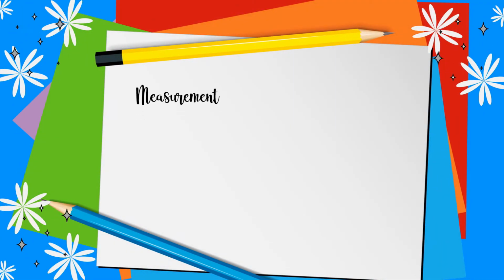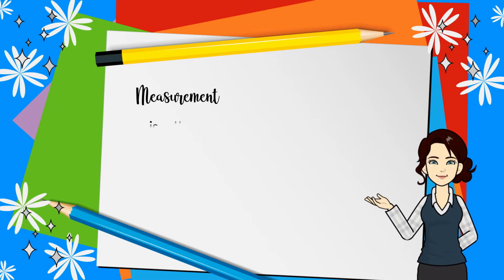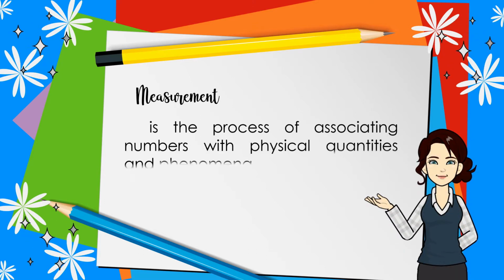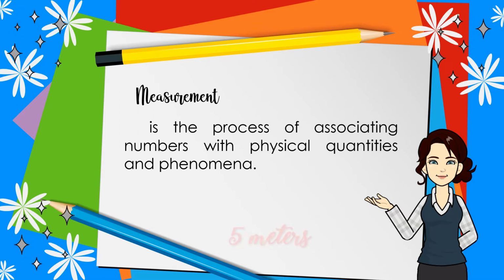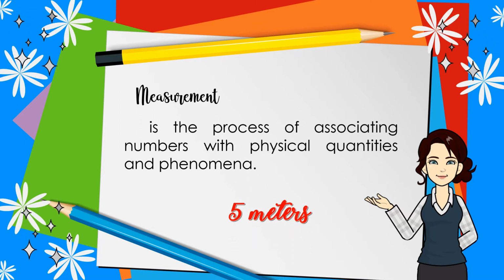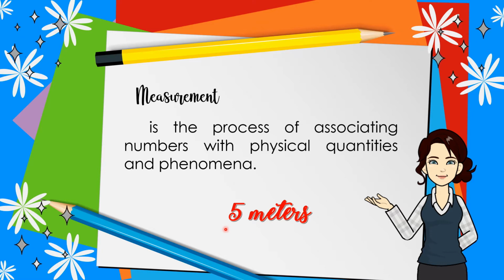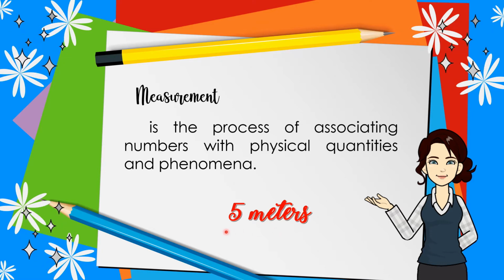What is measurement? It is the process of associating numbers with physical quantities and phenomena. Here is an example of a measurement. As you can see, it has two parts, the number part and the unit part. They are inseparable because if you separate them from each other, they won't make sense.